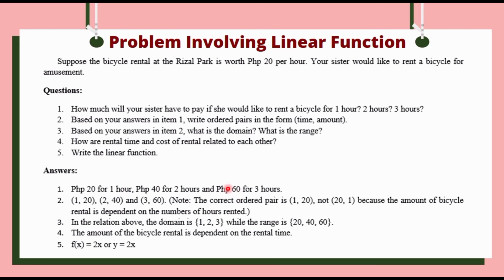Then number 2, based on your answers in item 1, write ordered pairs in the form time and amount. Ang time natin, we have 1, 2, 3. Kaya siya ay 1, 2, 3. How about the amount? For 1 hour, 20. For 2 hours, 40. For 3 hours, 60. Okay, note. The correct ordered pair is 1, 20, not 20 and 1 because the amount of bicycle rental is based or dependent on the numbers of hours rented.